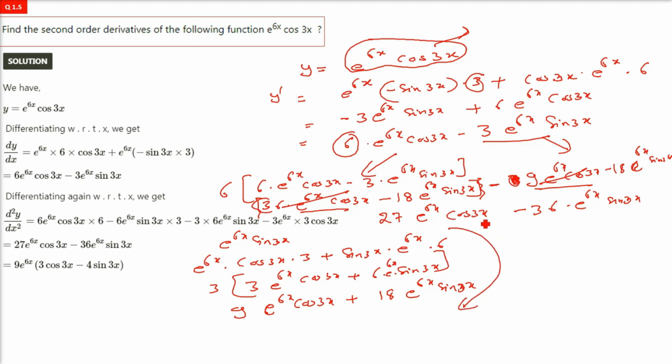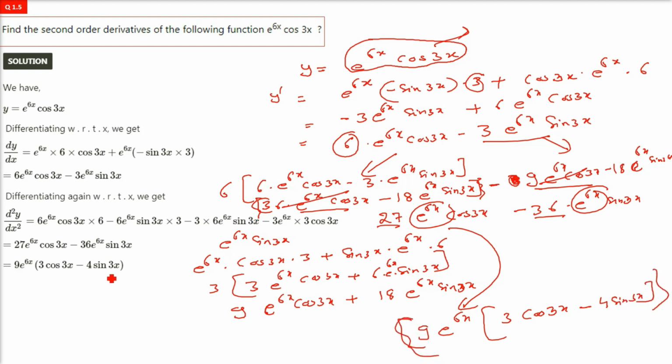So we have the 9 multiple here. So 9 you can take out. 9 3s are 27. e raise 6x also you can take common. So you have 9 3s are 27 here, cos 3x minus, what is it? So we have 4 sin 3x. So this whole term is this one, which is also the answer.